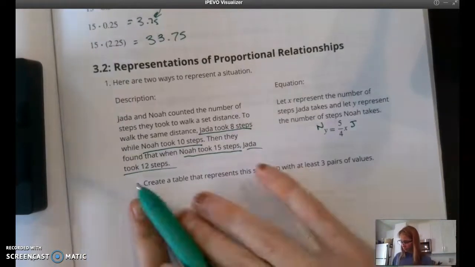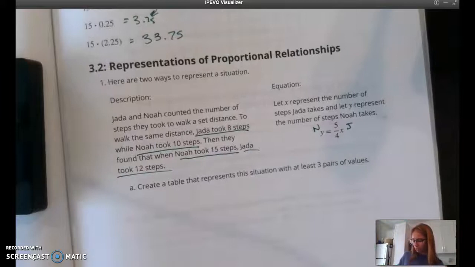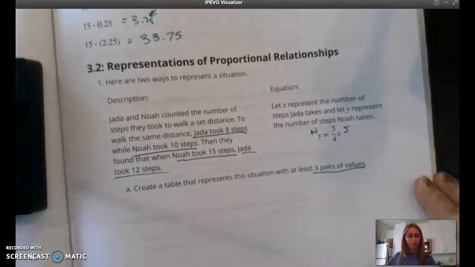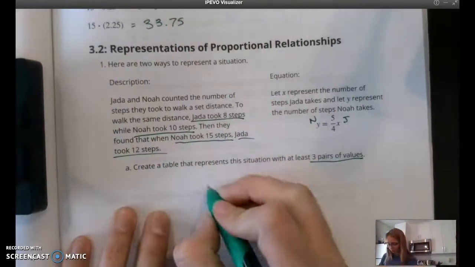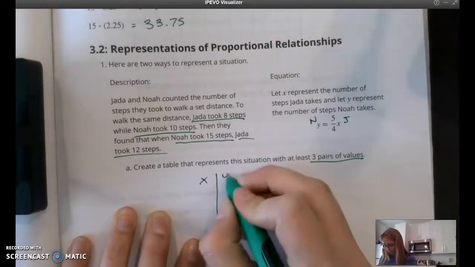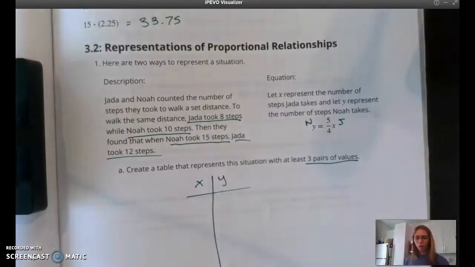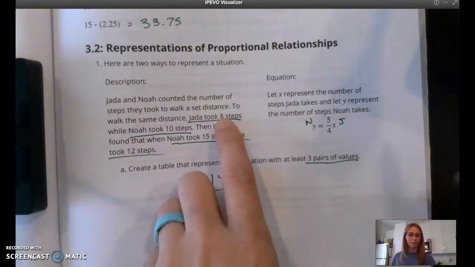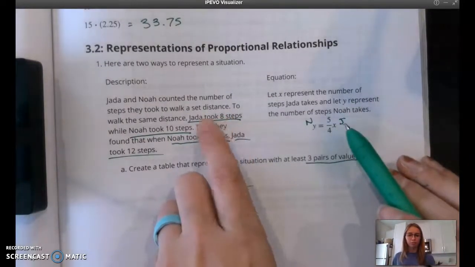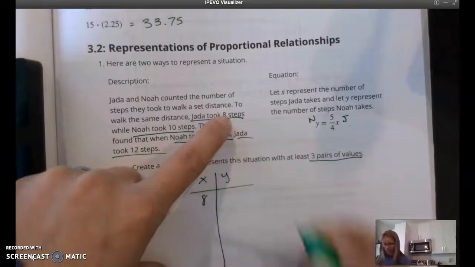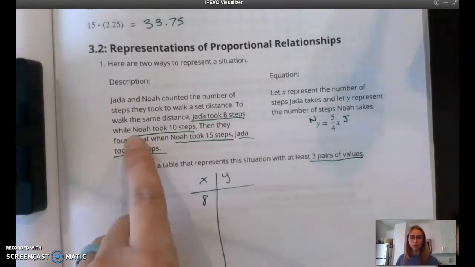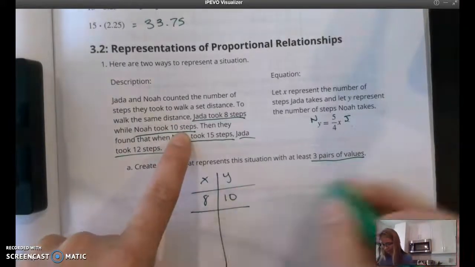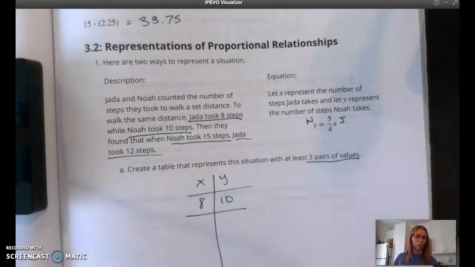Alright, so down here it says create a table that represents this situation with at least 3 pairs of values. Alright, so let's create a table. So we're going to have our x and our y values, and they've already given us some information. So they said, remember, x represents Jada. So Jada took 8 steps, so I can put 8 here. And then when Jada took 8 steps, Noah took 10. So then I can put 10 on my y, because Noah is represented by y.